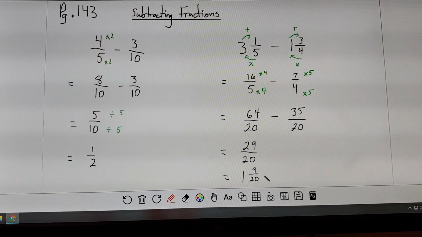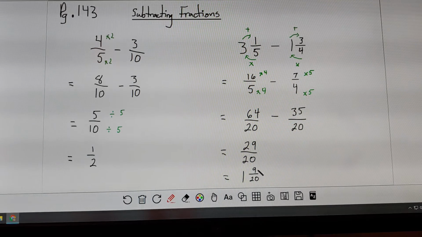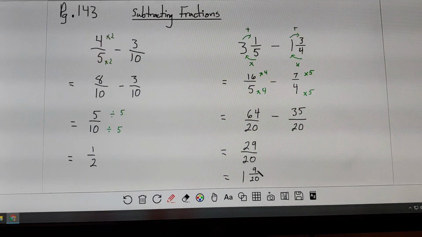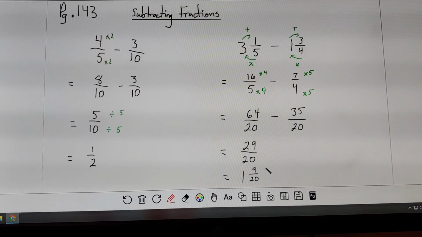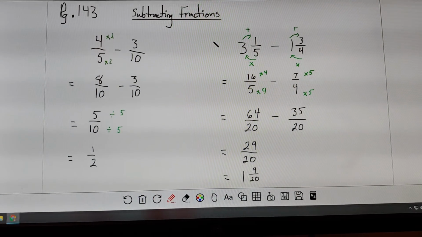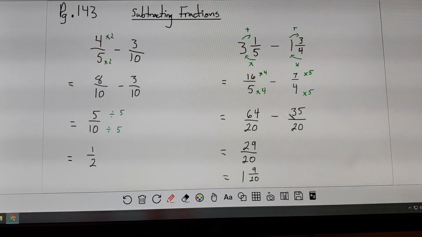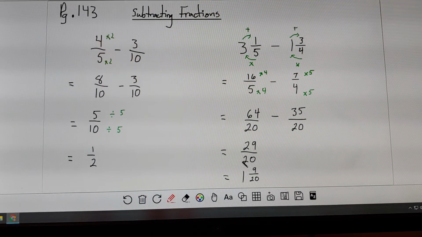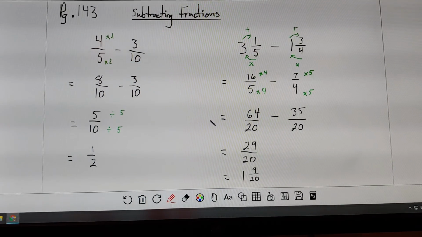Can I divide by 5? Nope, for 9. And then 7 doesn't work. After that, the next one is 11, which is larger than 9, so I know I'm in lowest terms. And that's it. It's very similar to what you've been doing for adding. The only difference is now you're subtracting the numerators instead of adding them. We still want improper fractions to put into mixed numbers and lowest terms at the end.